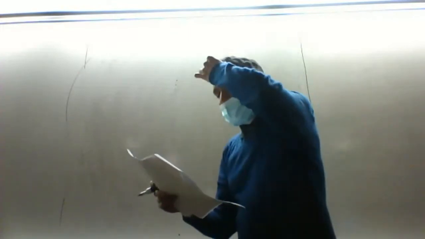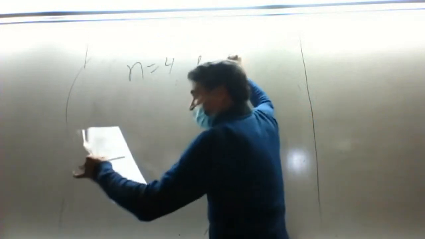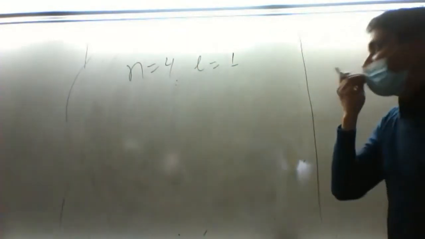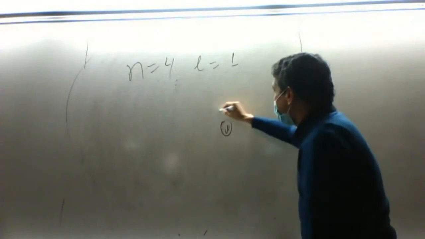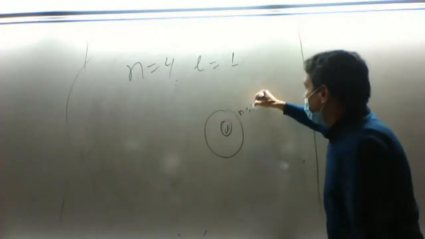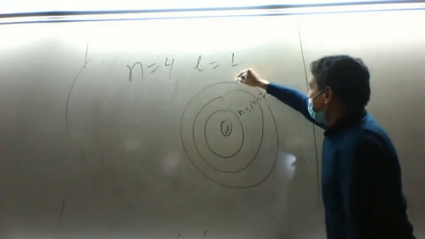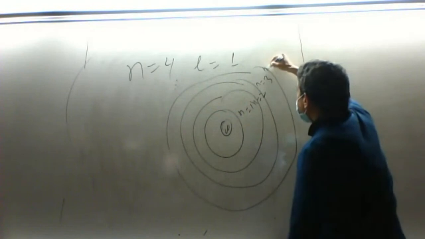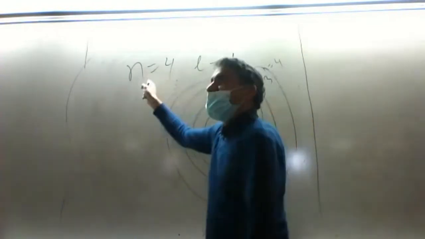What level is given to an orbital with the quantum number n equals 4 and l equals 1? So they are asking this question in number 1. So where is the orbital? You have a nucleus here, and this is the first orbit, this is the second orbit, this is the third orbit, and n equals 4 is the fourth orbit. You see that? Where is the electron now? So that quantum number is saying your electron is in the fourth orbit.